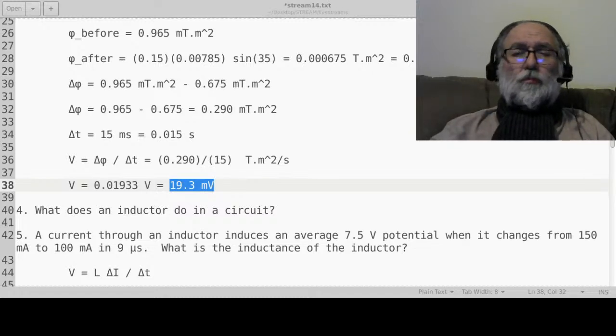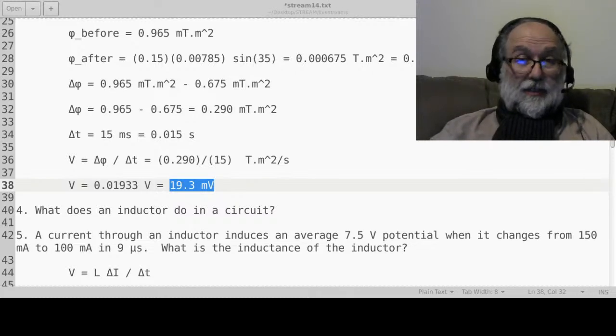Okay, let's move on. So the next thing we studied was inductance, okay? And the device which exhibits inductance is called an inductor, okay? So what is it? What is this thing?